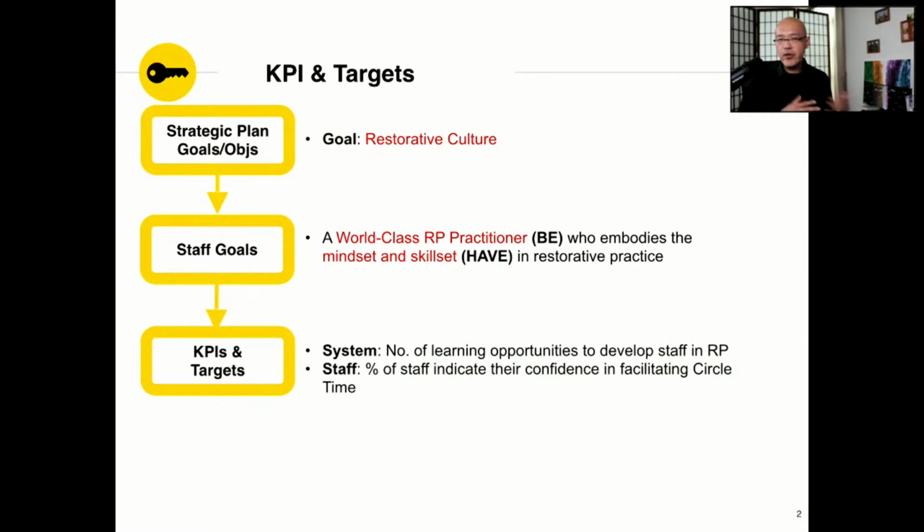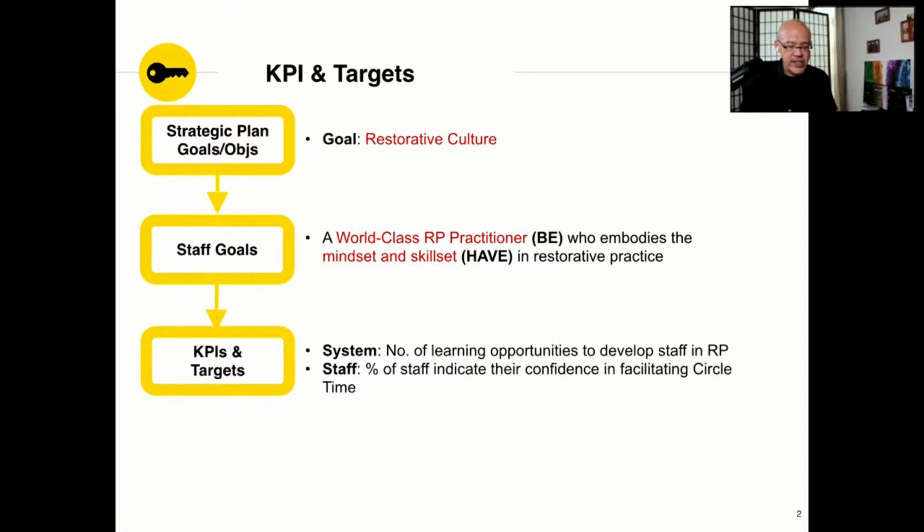So he's looking at one aspect, which is the system perspective. In other words, the number of learning opportunities to develop staff in restorative practice. That's what he's looking at, right? And the other aspect that he is looking at, because just looking at the number of learning opportunities is not going to be enough, because that would not automatically make a person a world-class RP practitioner, at least not yet.